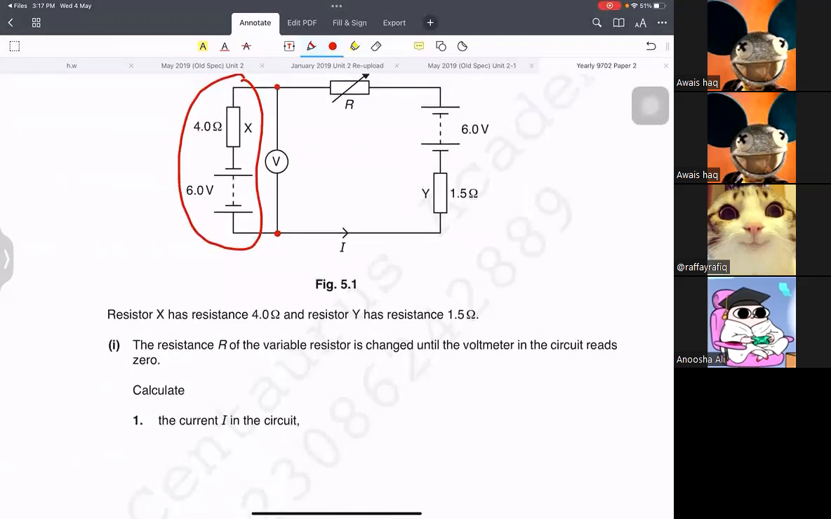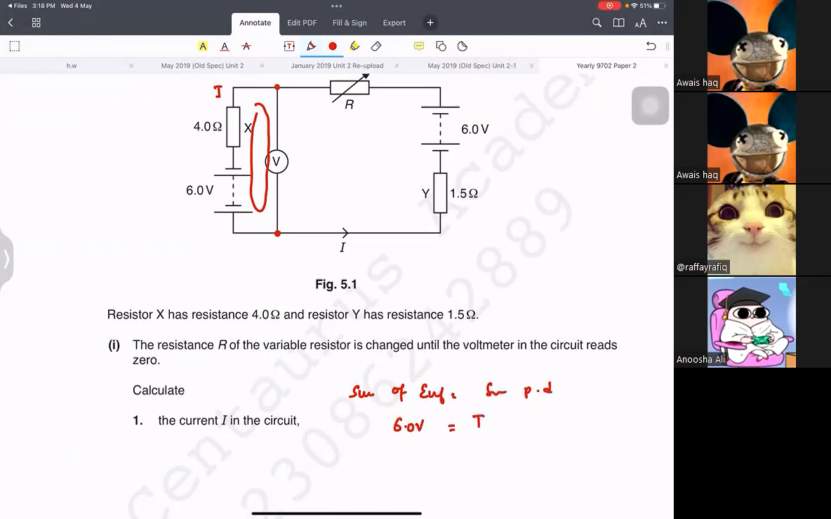So what I'm gonna do is I'm gonna use, so I say there's a current I, okay, and sum of EMFs. So I'm only going to look at this loop, okay? I'm going to look at this loop. Sum of EMFs equals to sum of potential differences. EMF is 6 volts. Potential difference is I times the resistance, IR, by the way, I'm using, plus, there's no potential here, so I'm going to use zero here. Okay.